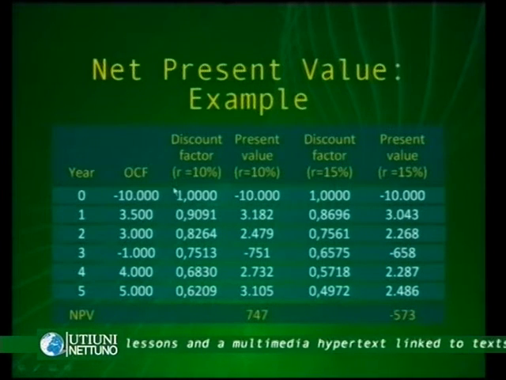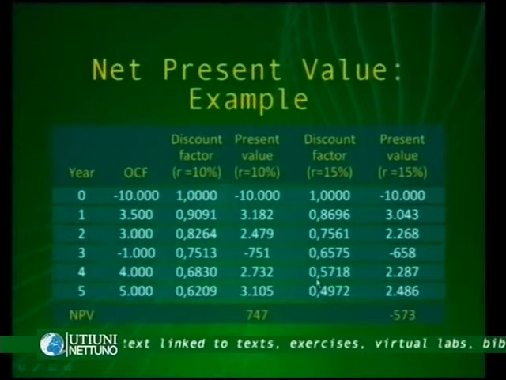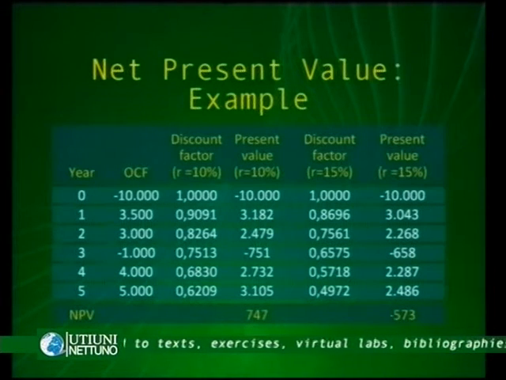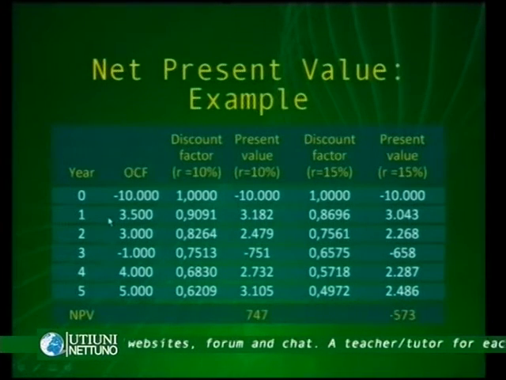At this point, we have a new column where we recalculate all the discount factors, this time under a different assumption about the discount rate. In particular, we are assuming that the discount rate is equal to 15%. And as we could expect, for any given year in the life of the project, now the discount factor will be lower because the discount factor is negatively related to the discount rate.